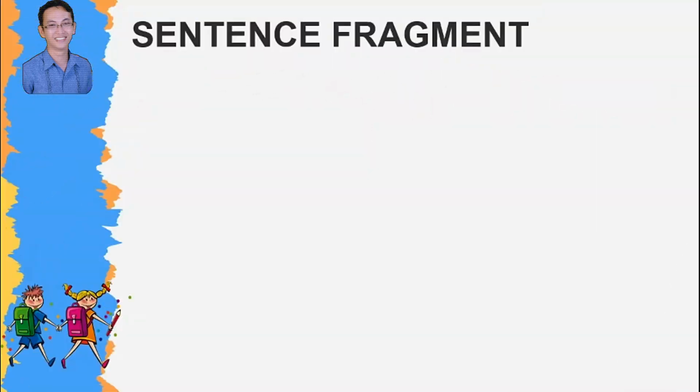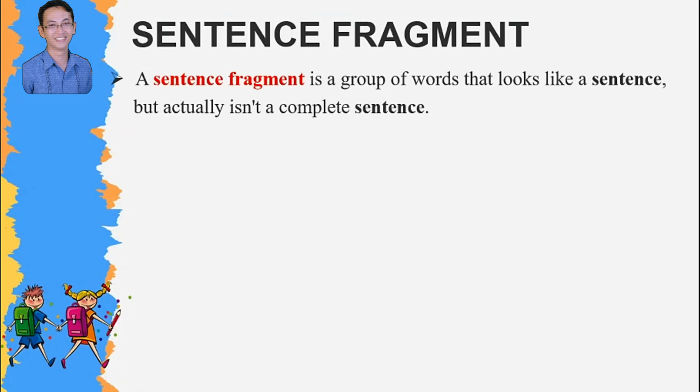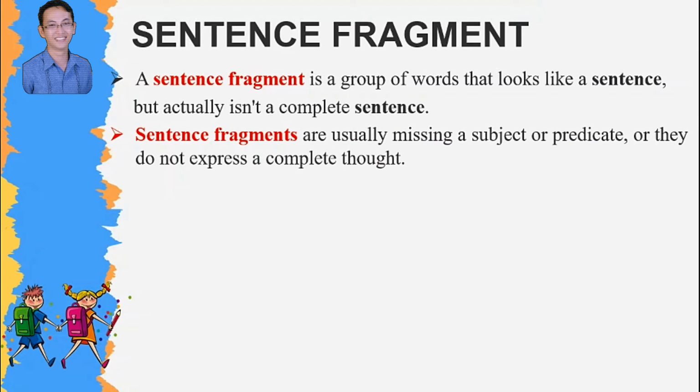After we discussed sentence, statement, and question, we also have what we call sentence fragment. What do you mean by sentence fragment? It is a group of words that looks like a sentence but actually isn't a complete sentence. Why? Because sentence fragments are usually missing a subject or predicate, or they do not express a complete thought.